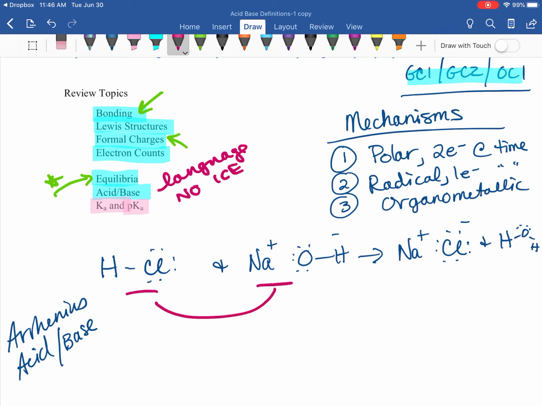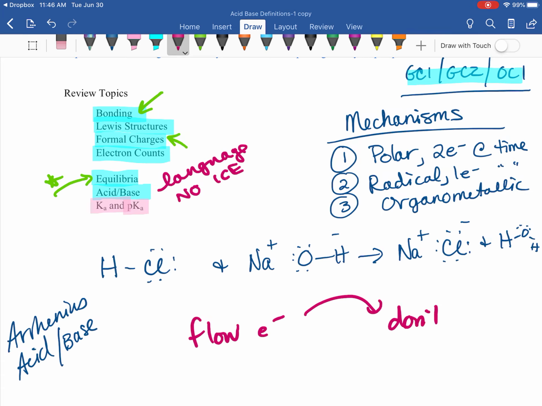If this base smacks into this acid and we have a collision, let's get even deeper. What makes the bond and what breaks the bond? That's what we call a mechanism. That's our flow of electrons. And we'll notice a pattern. We're always going to flow from where we have electrons to where we don't.